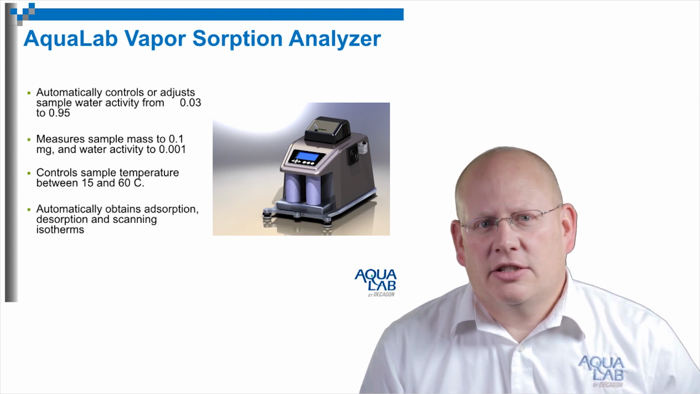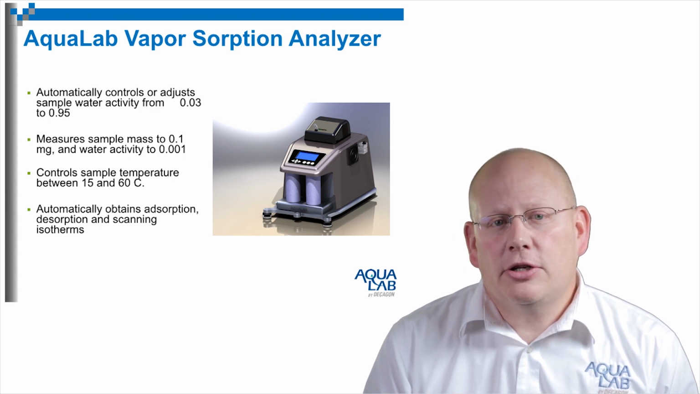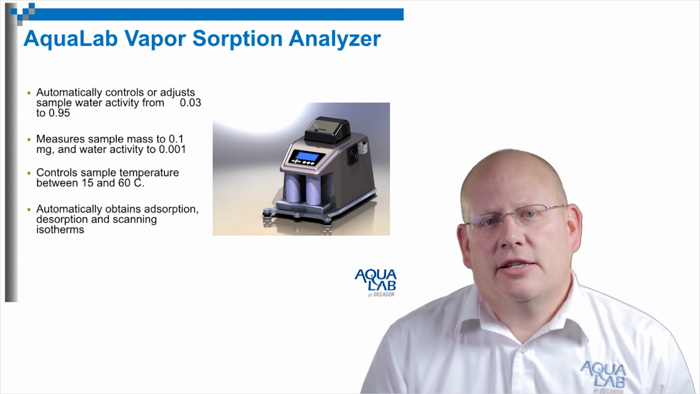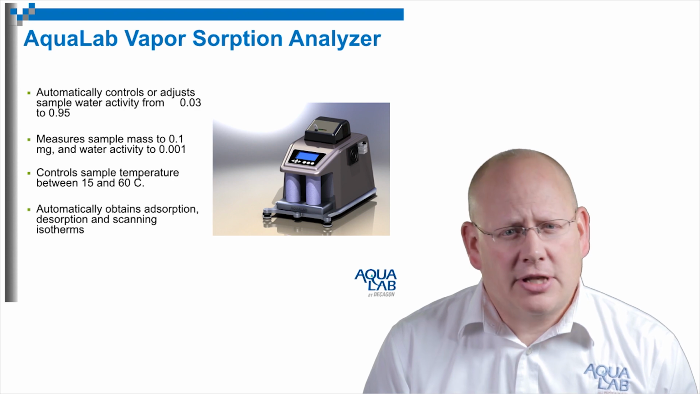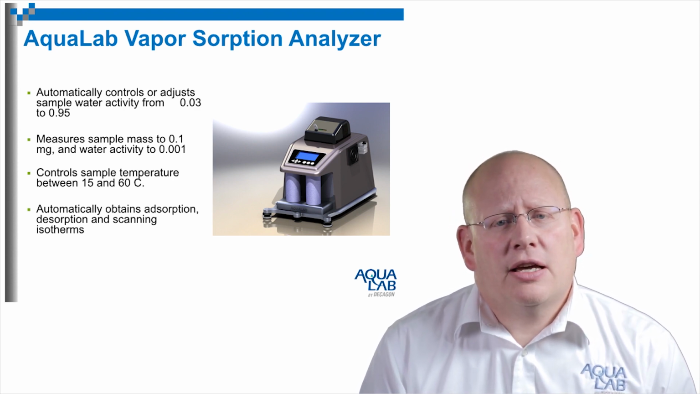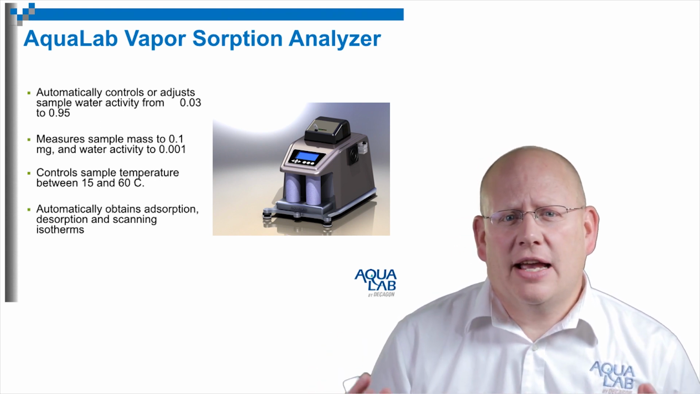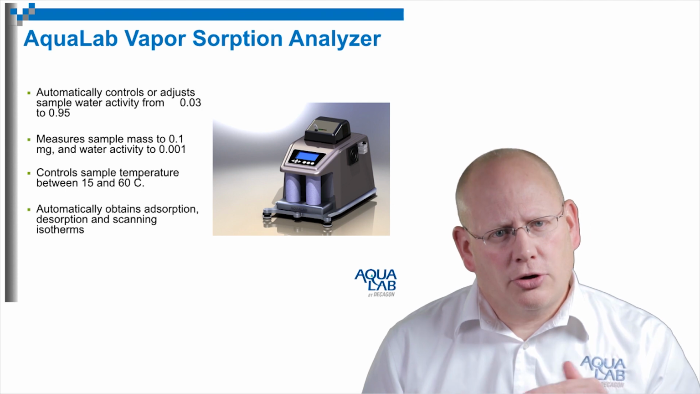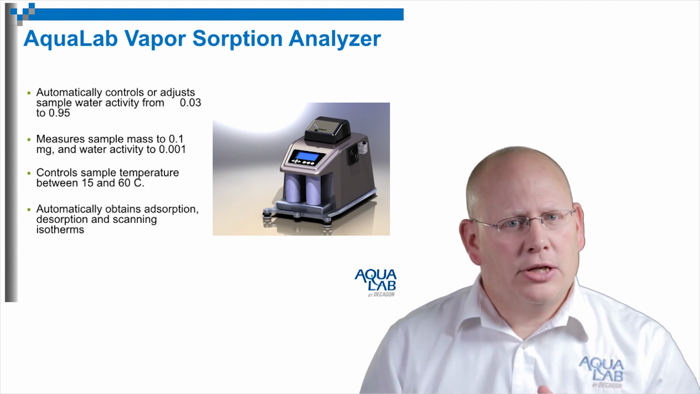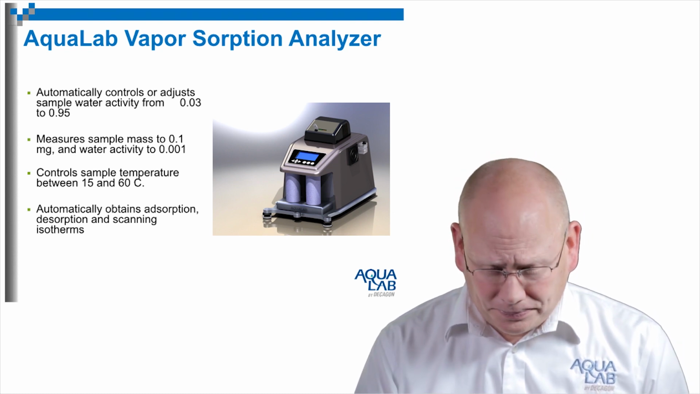It is a higher sample size type of instrument, so this would be primarily used for finished product, not necessarily for active ingredients. Sample size is typically 500 milligrams and up. It has the ability to do what's called static or DVS tests, where you hold at certain water activities and watch for equilibrium by tracking the weight change.